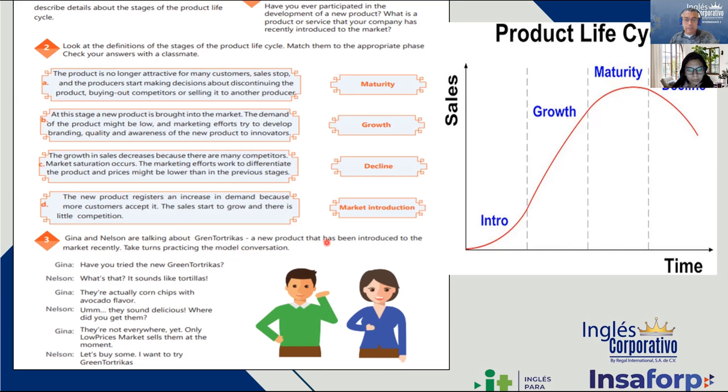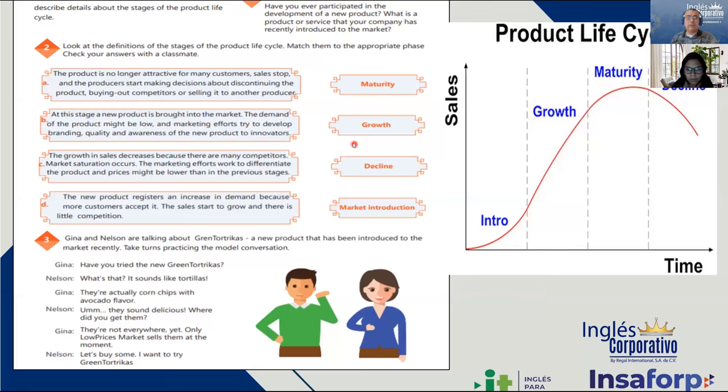Then what about present perfect? That has been introduced. Very good. And what is the name of this? Product life cycle. Very good. This? Sales. Very good. Sales. Time. Very good. Excellent. All right. Very good.